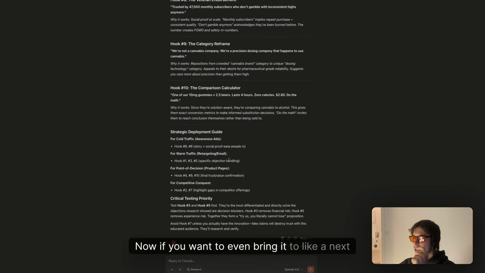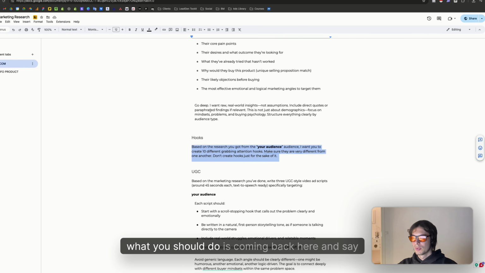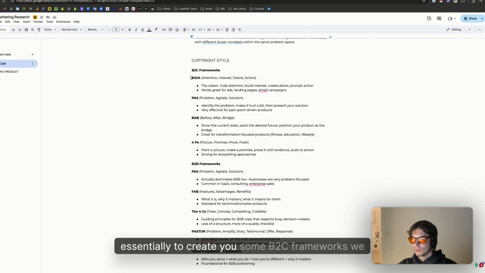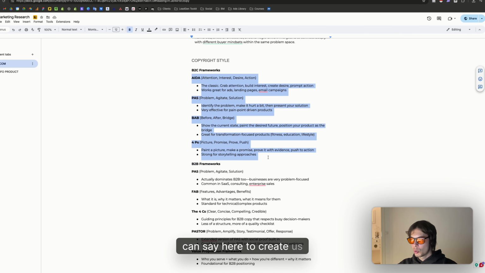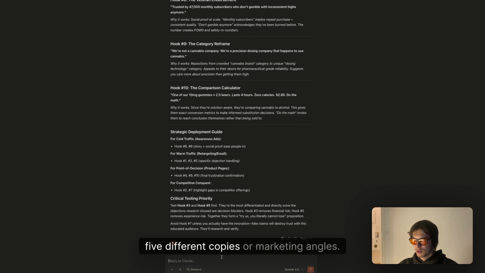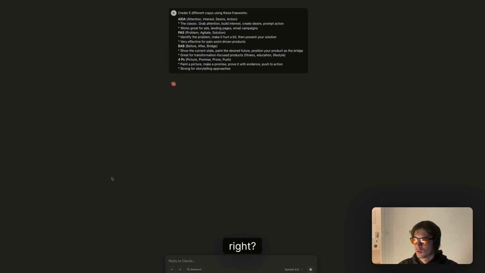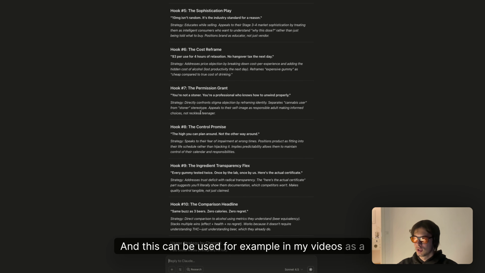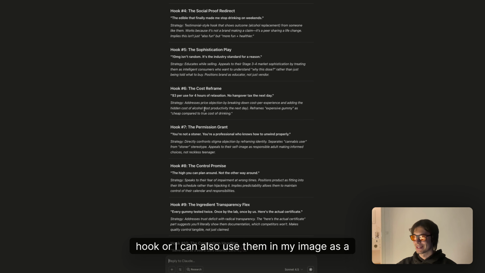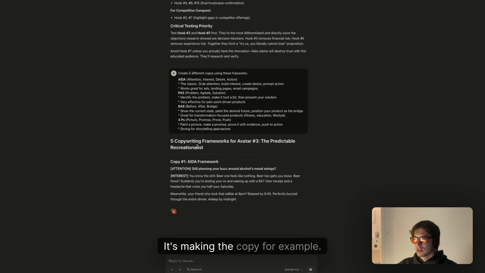Now, if you want to bring it to the next level, what you should do is go back here and ask it to create 5 different copies or marketing angles using these frameworks right here. So now I have the hooks for the ads, and this can be used, for example, in my videos as a hook, or in my image as a headline. So boom, it's making the copy.